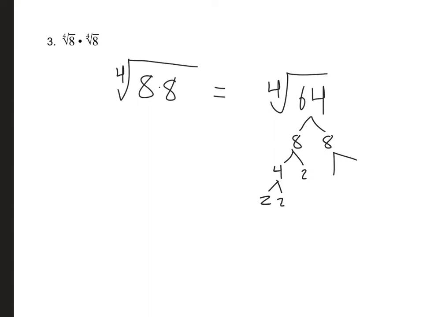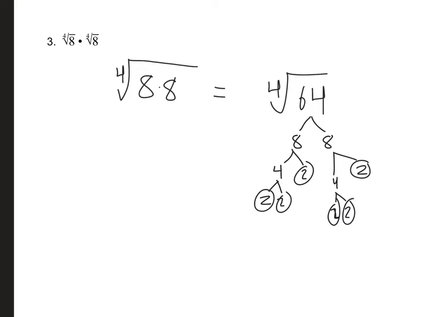And then again over here I have 4 and 2. And then I have 2 and 2. And then I'm going to go ahead and circle all my prime factors. And you might remember this from simplifying just square roots, right? But now we have a 4th root. So now instead of pairing up just 2 things, I need to pair up 4 things.